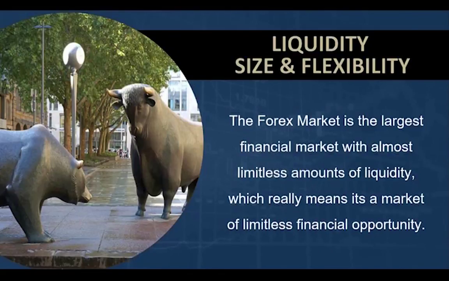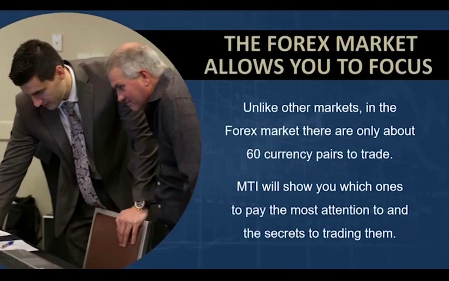Another quick thing we need to know about the market is that it allows you to focus. I'm sure most of you have probably traded stocks or other markets, but unlike the stock market, where there are thousands of stocks you can watch and trade, in the Forex market, there's only about 60 different currency pairs you can trade. Because we have 23 years of experience in this market, we're gonna help you focus. We'll show you which ones to pay the most attention to, and we'll teach you the secrets to trading them. I'm gonna pull up 6 currency pairs here today, so I'm gonna have you focusing on 6 currency pairs, making it very easy to focus in this market.